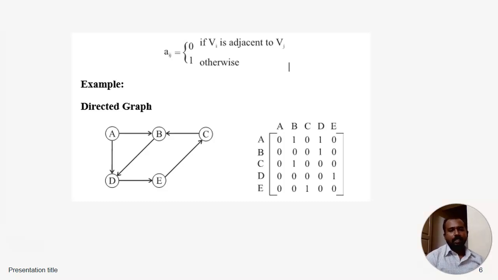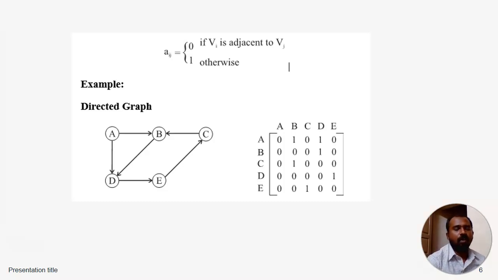In the example of the directed graph, we have noted A, B, C, D, E, with 5 rows and 5 columns. Node A is directed to B and D, so we put 1 for B and D. A is directed to B, so A,B is 1, and A,D is equal to 1. The remaining entries are zeros. We have moved to the next node B.